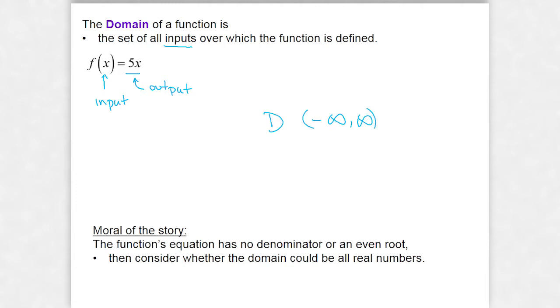And the moral of the story is, if the function's equation has no denominator or no even root, go ahead and check to see if the domain could be all real numbers.